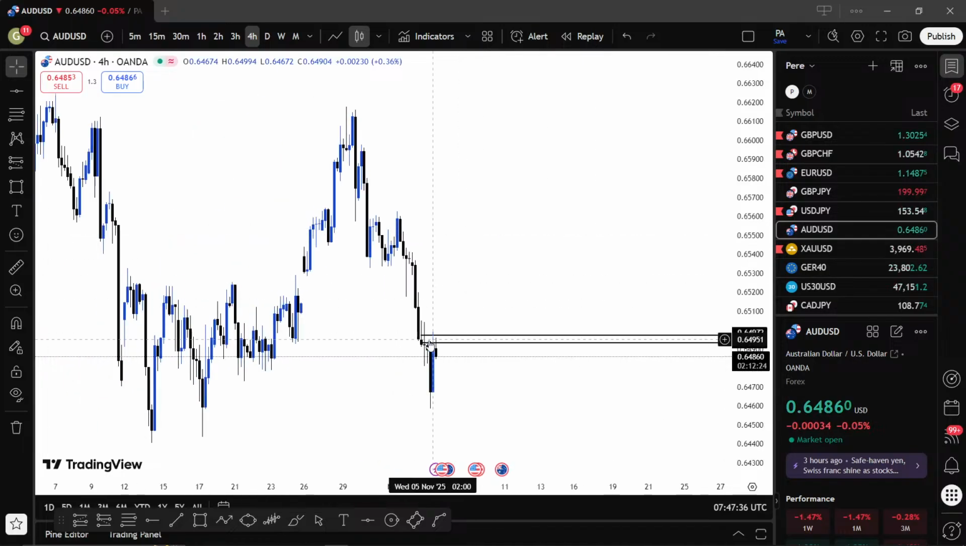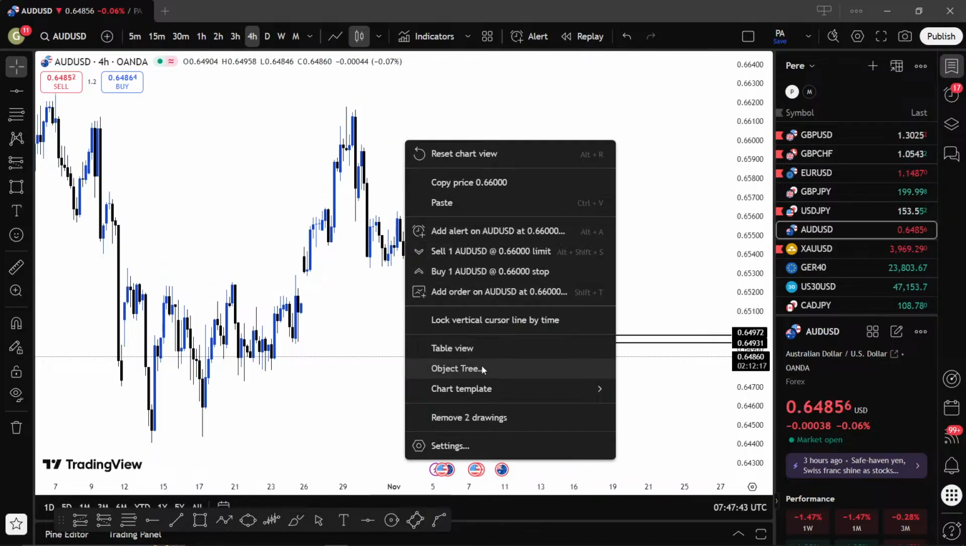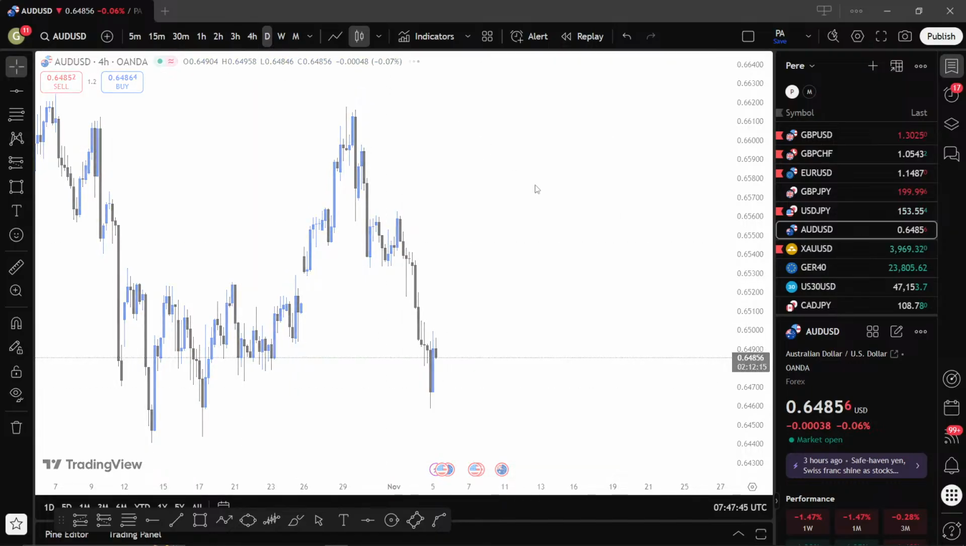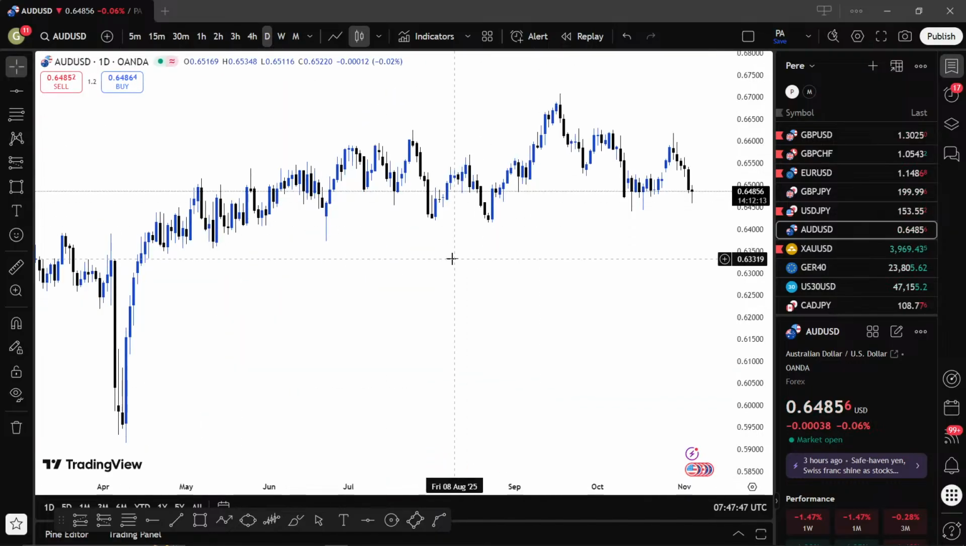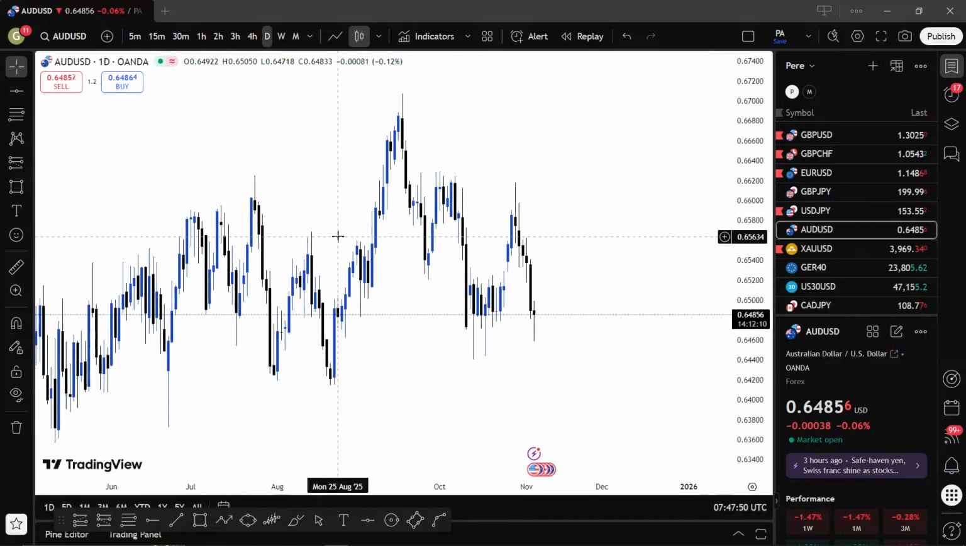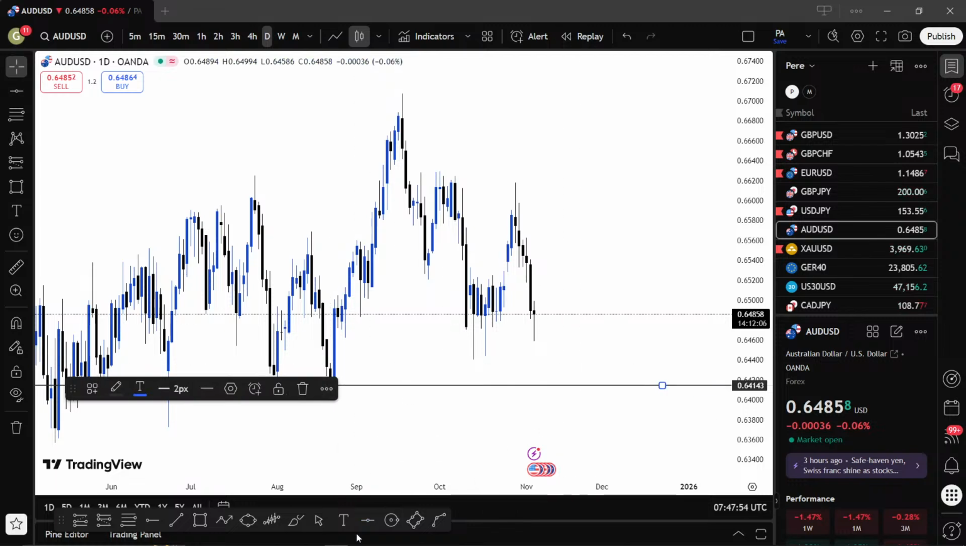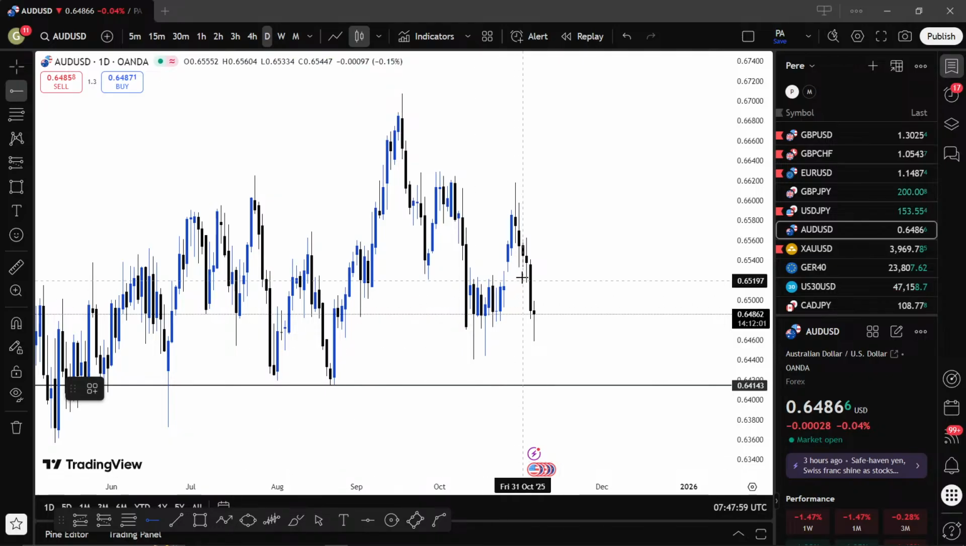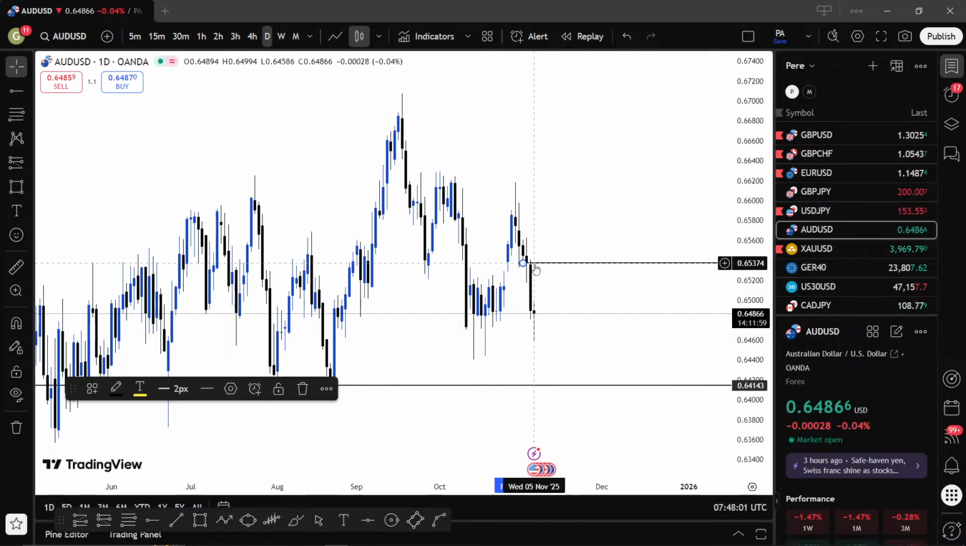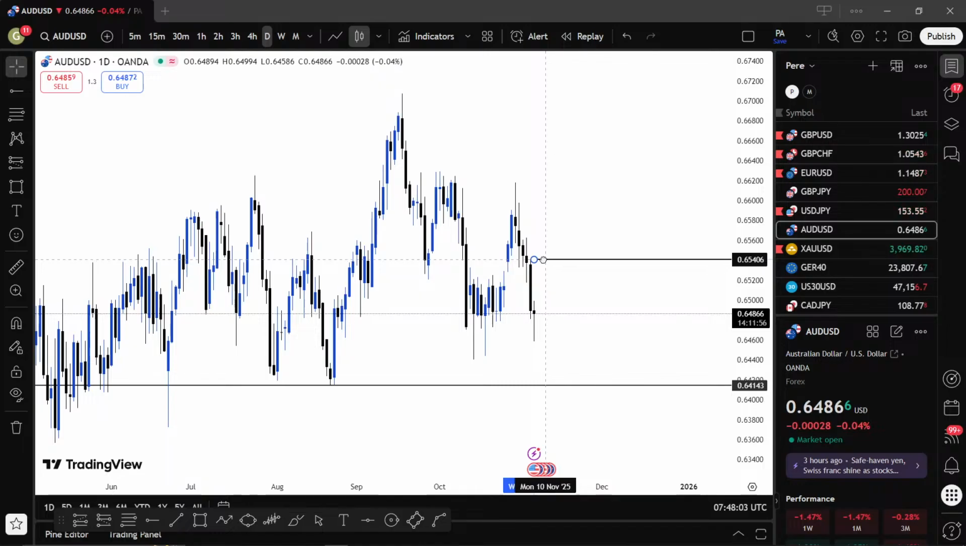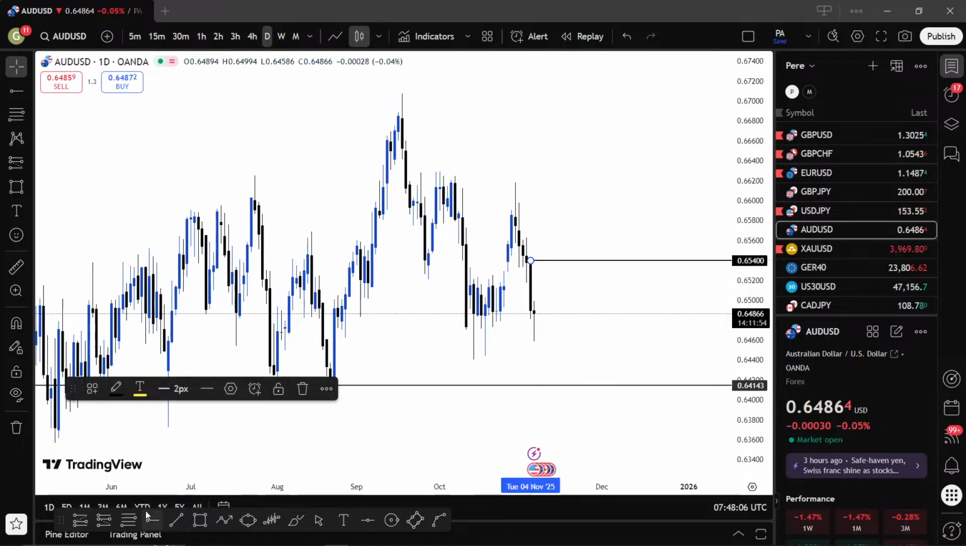AUD USD. This was my usual 15-minute setup from the New York session. So let me clear off everything and then come back to the daily time frame as well. Whatever position we take, we aim for this support, this sell here. Now let me mark the daily highs and lows. Daily high, daily low.